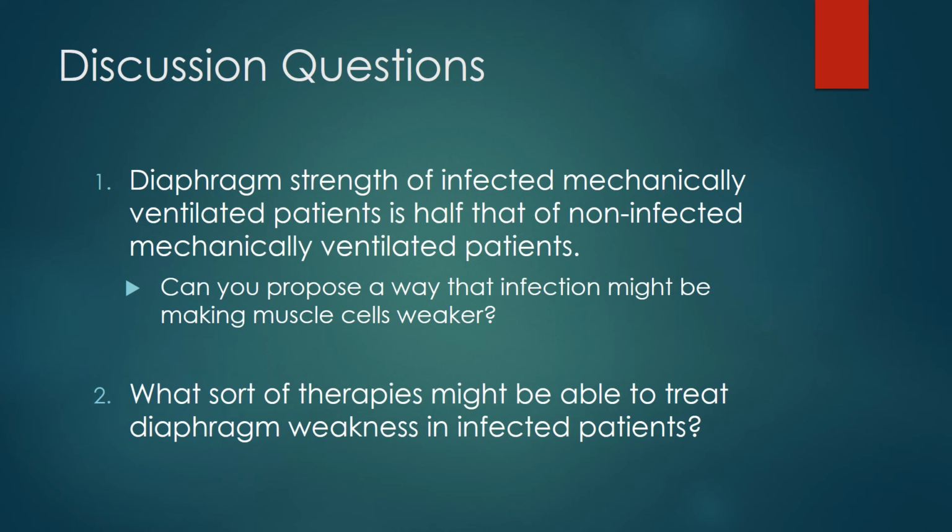So a couple discussion questions. Number 1, diaphragm strength of infected mechanically ventilated patients is half that of non-infected mechanically ventilated patients. Can you propose a way that infection might be making muscle cells weaker? And number 2, what sort of therapies might be able to treat diaphragm weakness in infected patients?